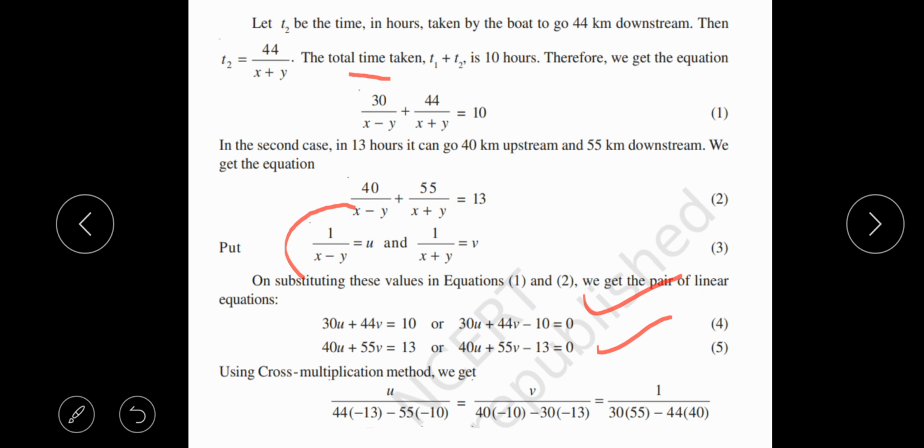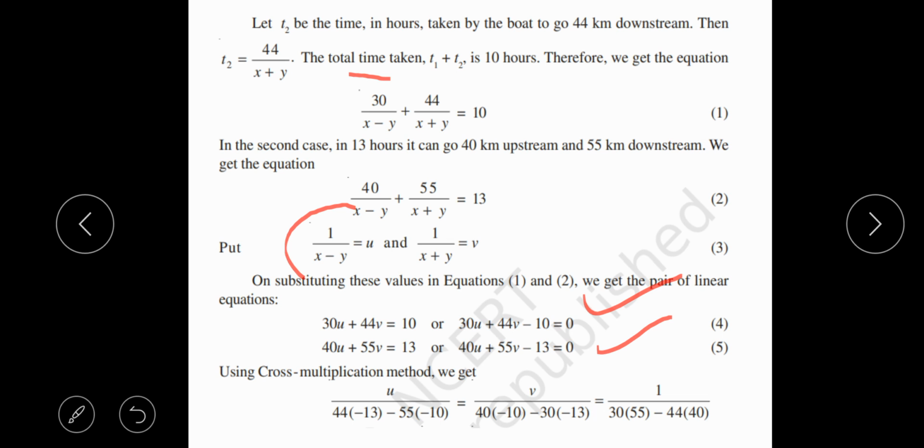Now you have two equations. Now you can solve by using any one method. You have three methods: elimination method, substitution method, and cross multiplication method. And here we are solving with the cross multiplication method.